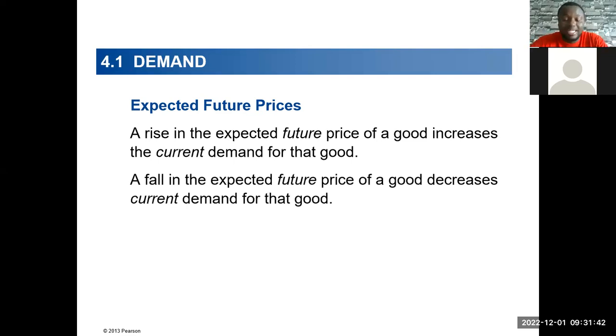We would like to wait in order to take advantage of the falling price in the future. So if we expect that future prices are going to fall, then the demand for the good currently will be very low. We'll decrease our demand now. Okay, so this is how expectation of future prices affects current demand. Is that okay? Yeah, sure. All right.